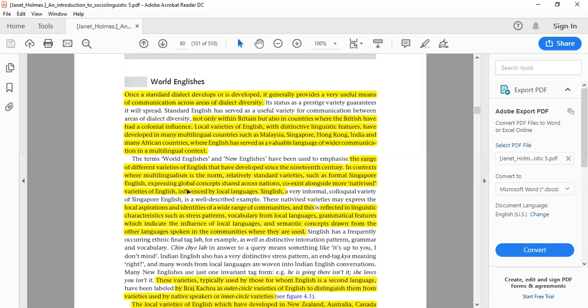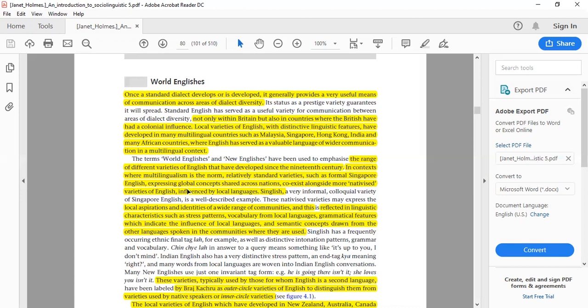He has developed a model which has three circles: the inner circle, the outer circle, and the extended circle. In the inner circle, he has included the countries where English is spoken as L1, like Britain, Canada, Australia. These countries are in the inner circle, and their English is spoken as L1.